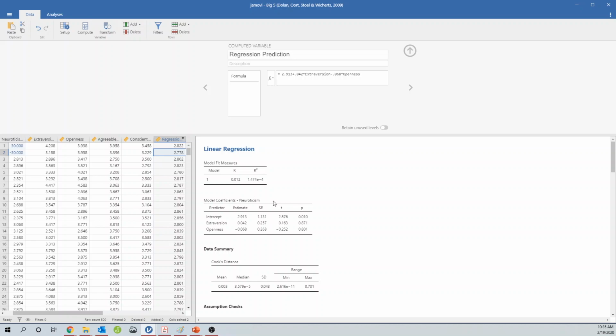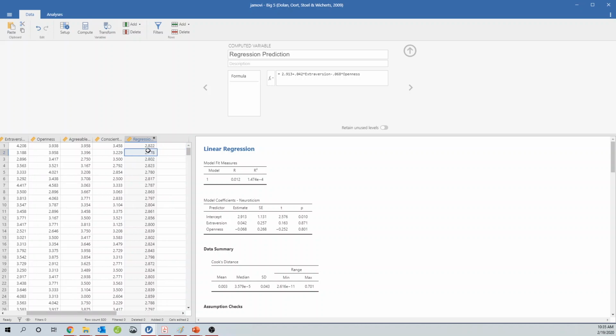This gets a lot more complicated if you're using dummy variables, and Jamovi can't really do this automatically yet, so that's one of the things that I'm really hoping Jamovi will get added as a feature. But there we go, we've got this regression prediction formula.